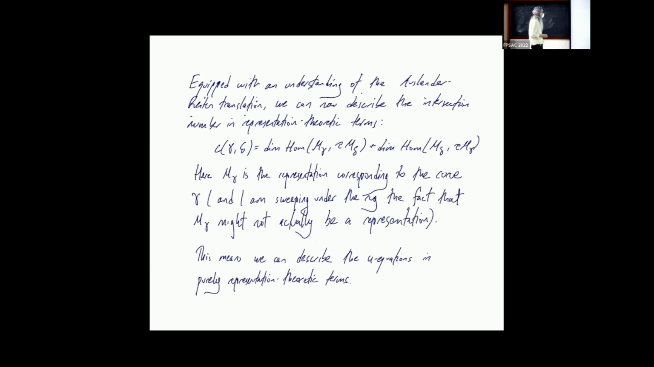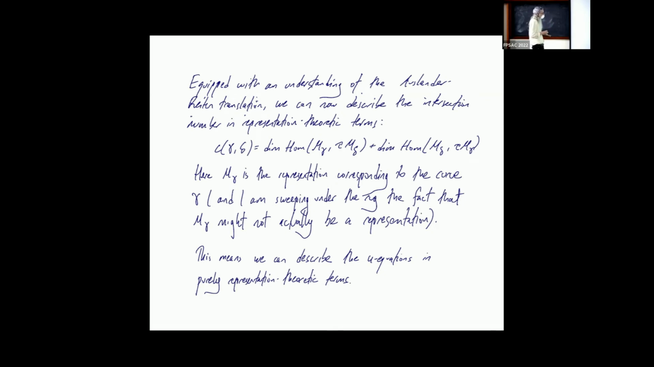So, equipped with some kind of understanding of the Auslander-Reiten translation, we can describe the intersection number in representation theoretic terms. My goal here, if this wasn't clear, is I want to take this picture of drawing curves on a surface, which is something that I don't feel like I understand very well, and turn it into algebra, which I will be happier about. In order to do that, first I needed some objects that would represent the curves. Secondly, I needed to understand what it means for curves to cross.